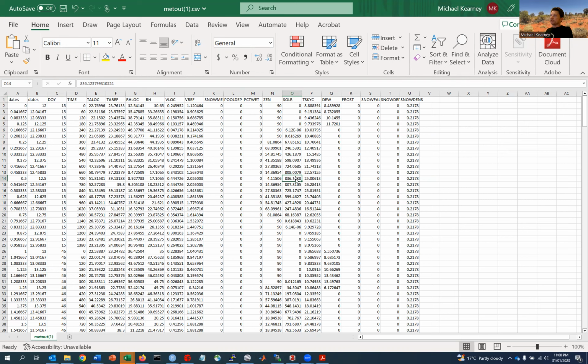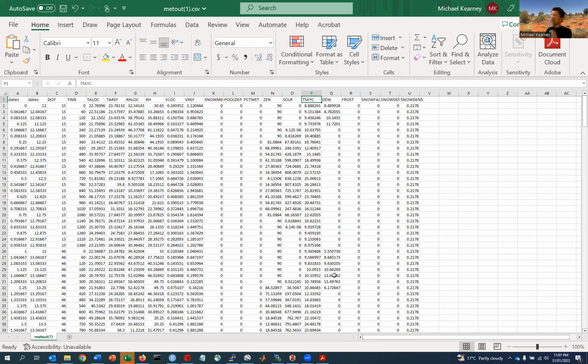Remember, that's flat ground, even if you've chosen a slope. This is the sky temperature in degrees C. So if you took an infrared thermometer and pointed it at the sky, that's what temperature you would record. And that's used to get the downwelling long wave radiation for the heat budget.